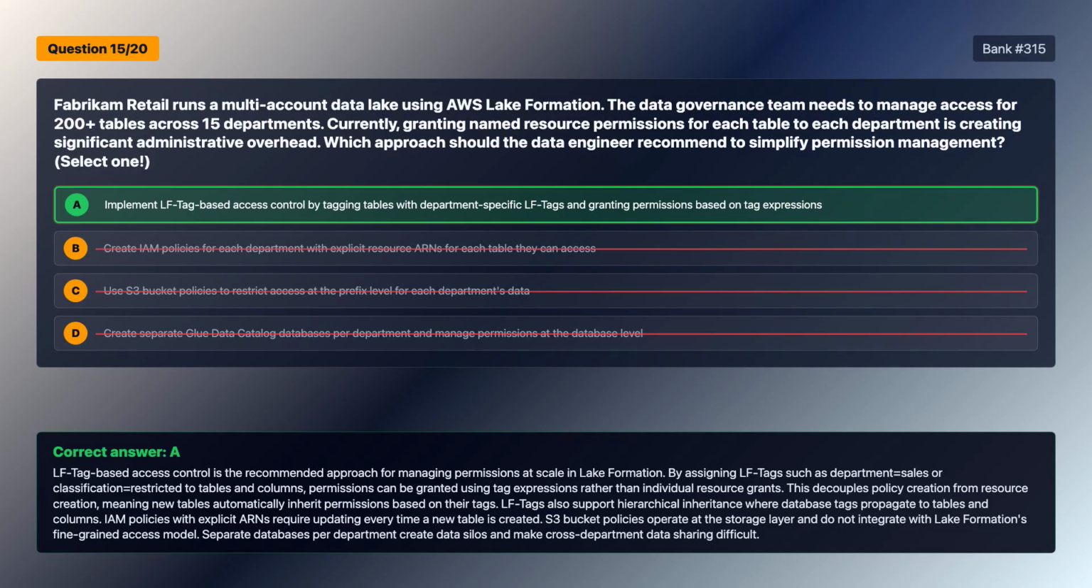IAM policies with explicit ARNs require updating every time a new table is created. S3 bucket policies operate at the storage layer and do not integrate with Lake Formation's fine-grained access model. Separate databases per department create data silos and make cross-department data sharing difficult.